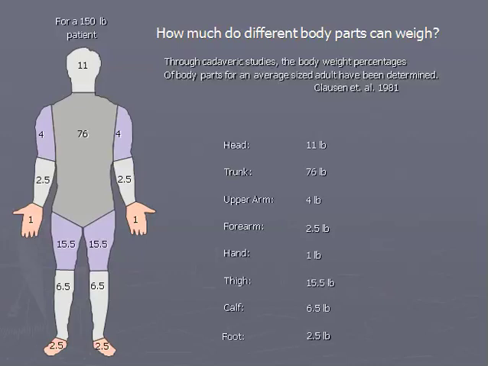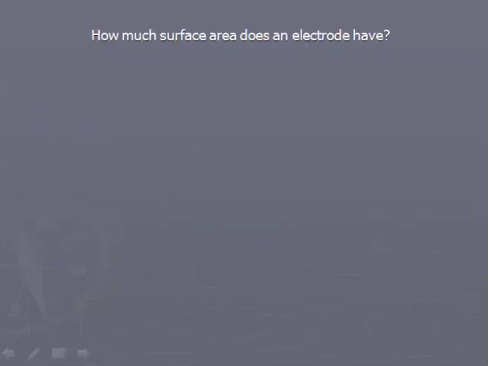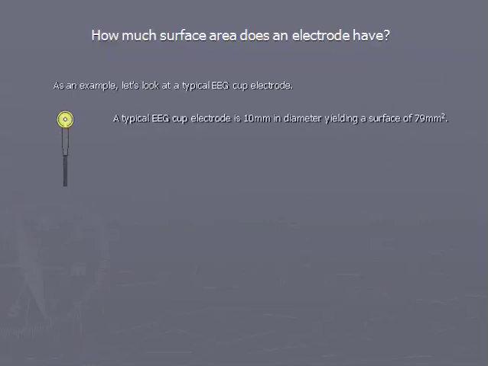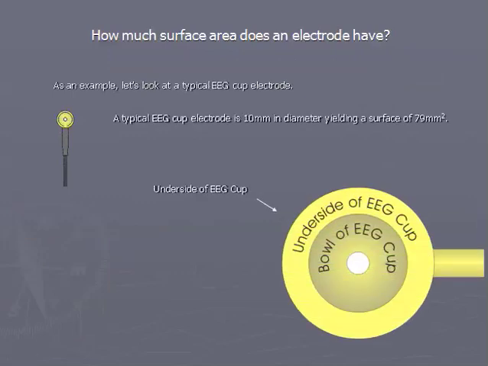Next, let's look at electrode surface area. Slide 33. How much surface area does an electrode have? As an example, let's look at a typical EEG cup electrode. A typical EEG cup electrode is 10 millimeters in diameter, yielding a surface area of 79 square millimeters. But let's have a look at the underside of the cup.